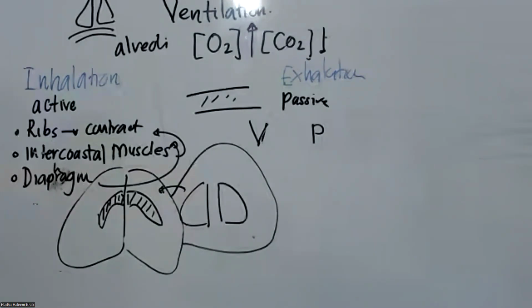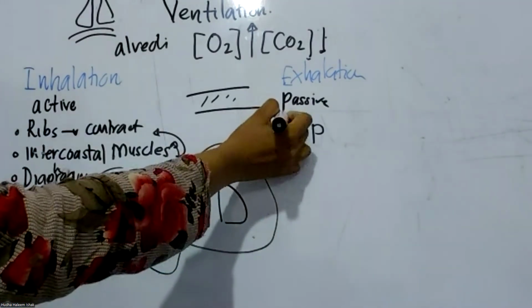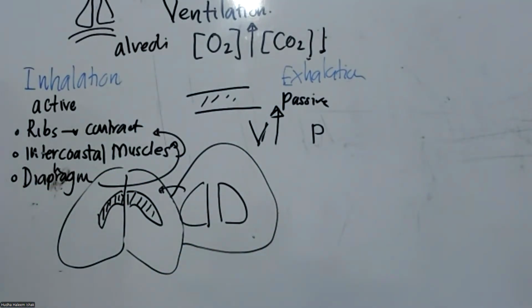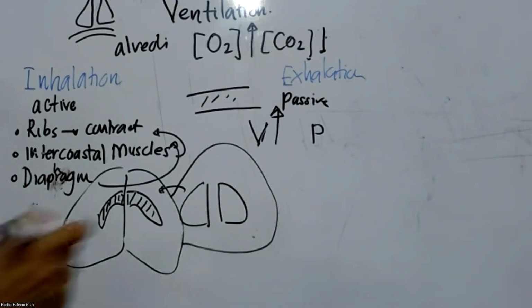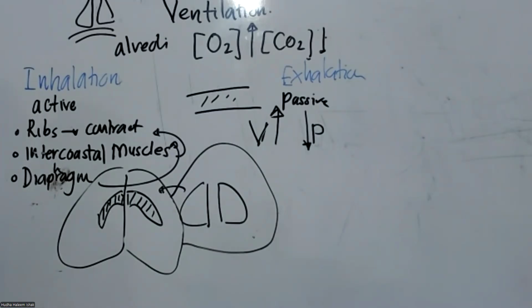Boyle's law. Very good. They are inversely proportional. So whenever the volume increases, what is happening to the pressure? Pressure decreases. Okay. This is the exact point you all have to remember. So now what has happened to the thoracic cavity volume? Volume of the thoracic cavity increases. And then what happens to the pressure of the thoracic cavity? The pressure of the thoracic cavity decreases.